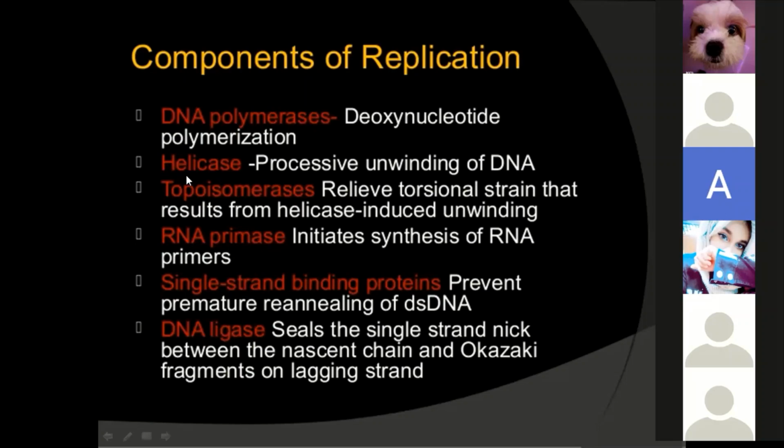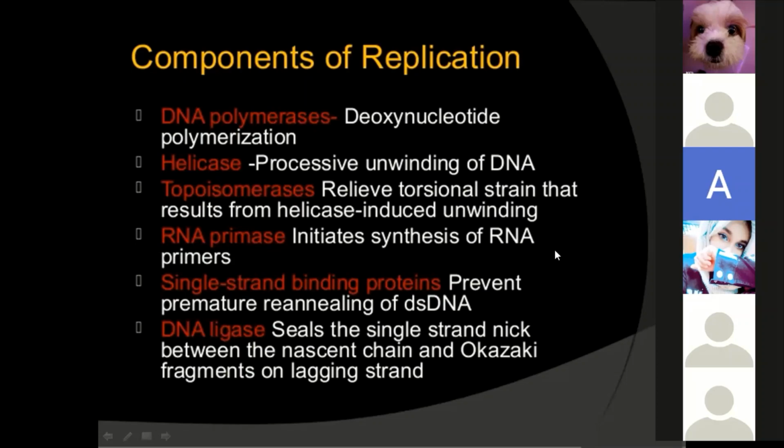Then helicases are there. Helicase is responsible for processive unwinding of DNA. Because DNA is always in the form of a supercoil, it has to be unwound first. There are enzymes called topoisomerases, topoisomerase 1 and 2, which relieve the torsional strain that results from helicase-induced unwinding. So they don't allow it to break. I'll show you how they relieve the DNA from torsional strain.